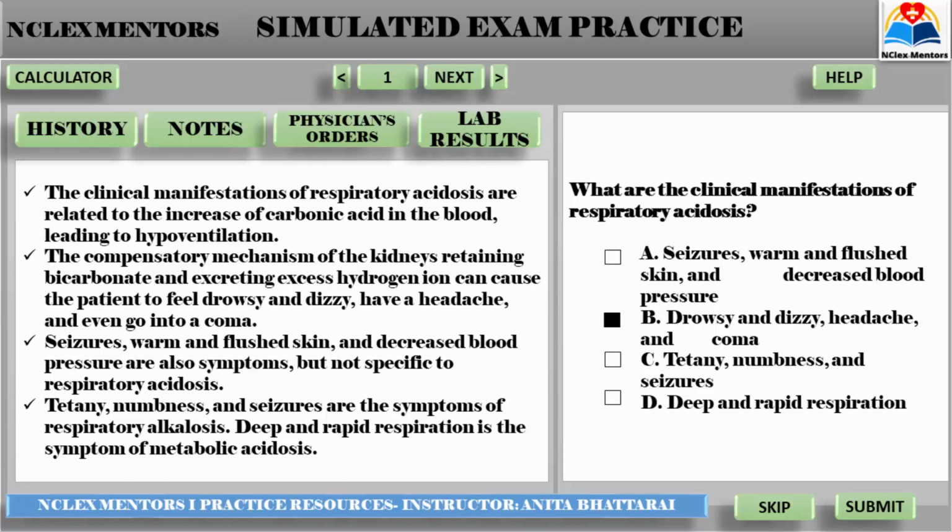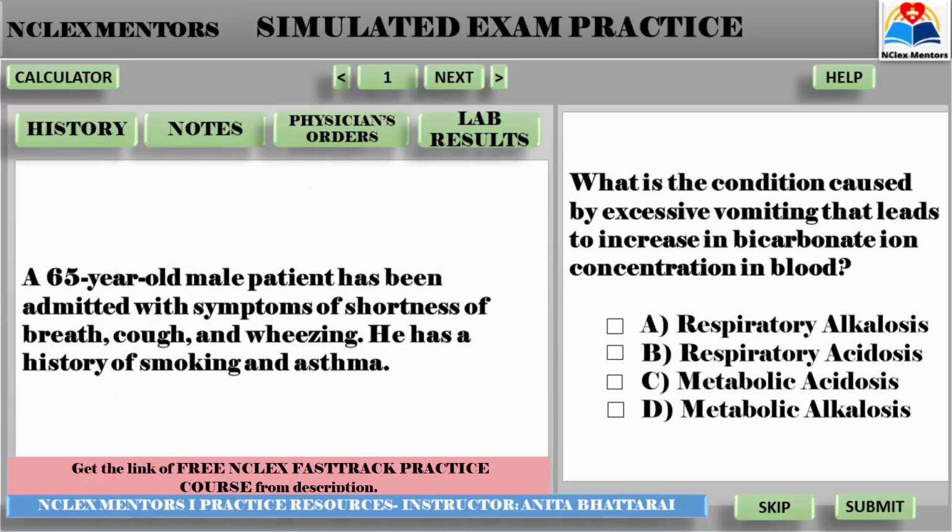Seizures, warm and flushed skin, and decreased blood pressure are also symptoms, but not specific to respiratory acidosis. Tetany, numbness, and seizures are the symptoms of respiratory alkalosis. Deep and rapid respiration is the symptom of metabolic acidosis.